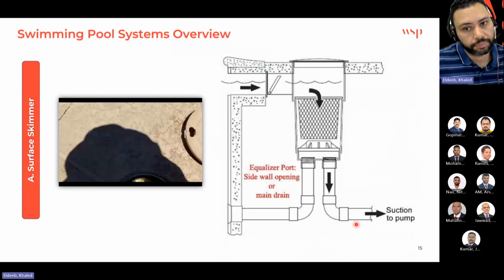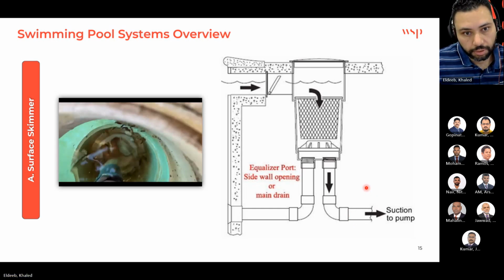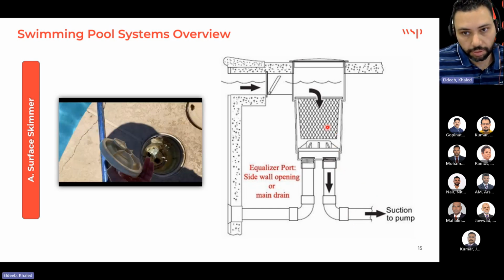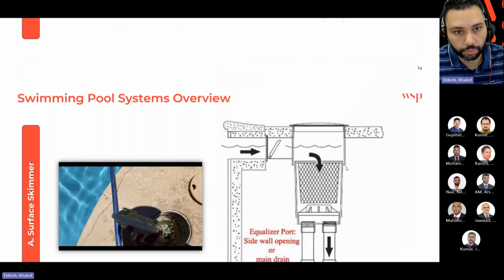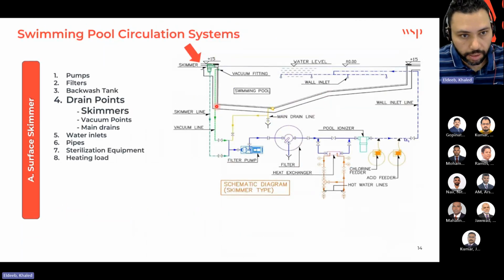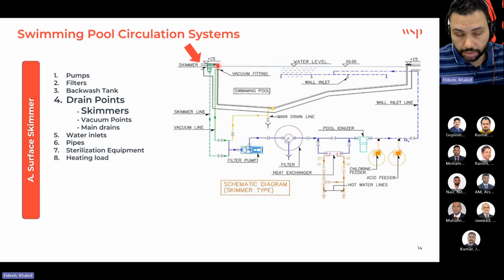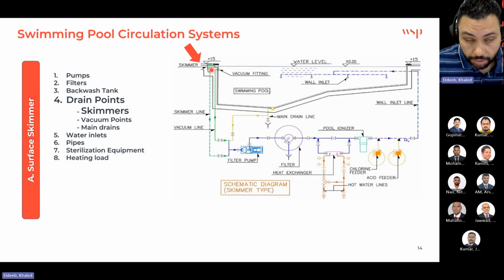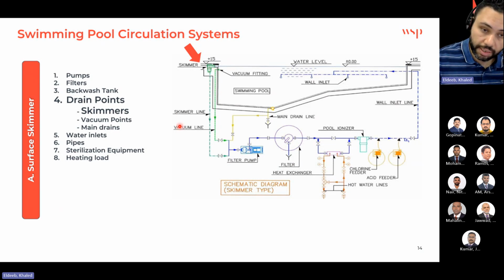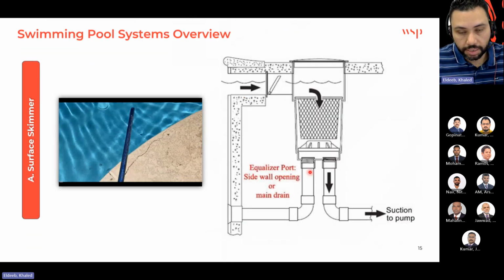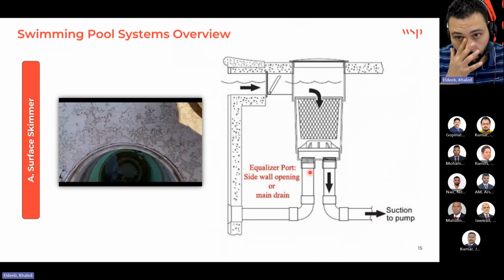So as we know, the skimmer is connected directly to the pump, unlike the overflow. I explained in the first session that the overflow has an intermediate balancing tank in between. So here the skimmer is connected directly to the section of the pump.